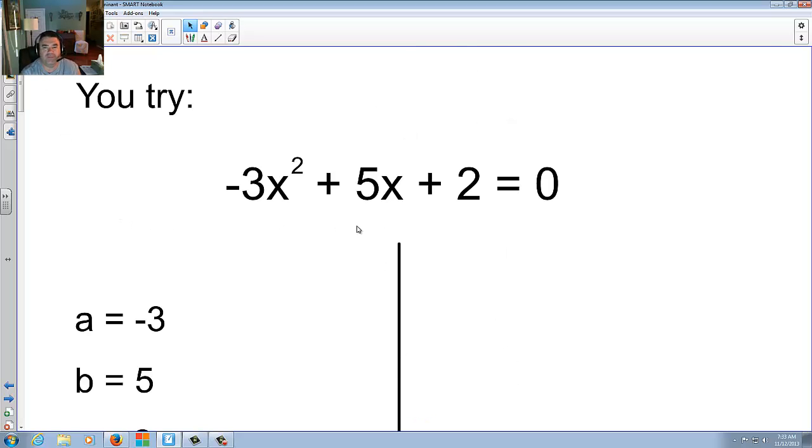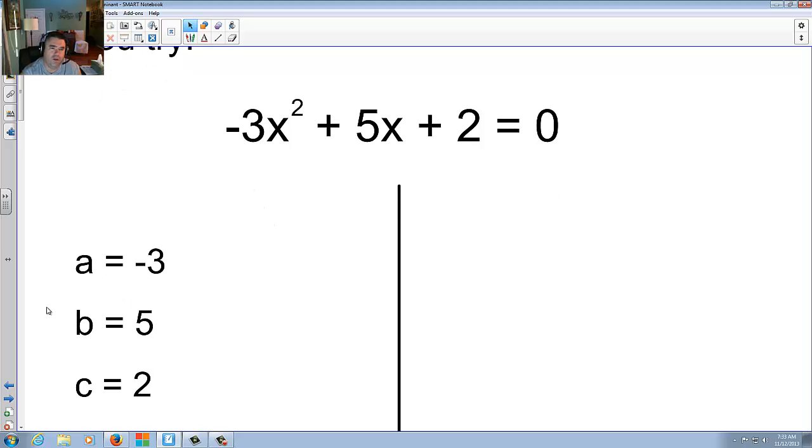You try. Go ahead. Let's see how you did. A is negative 3, b is 5, c is 2.